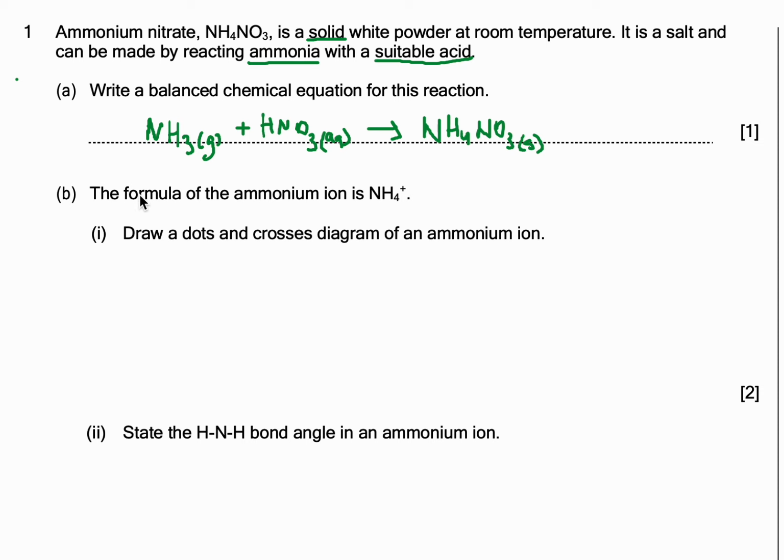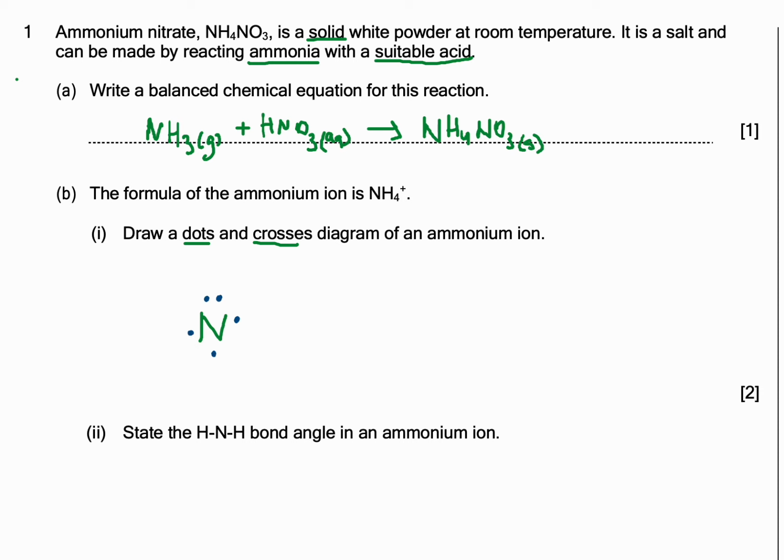Next question, question B. The formula of the ammonium ion is NH4+. Draw a dot and cross diagram of the ammonium ion. You must use dots and crosses. In order to do the dot and cross diagram, we put nitrogen in the center. Remember, nitrogen has 5 electrons in its outermost shell. So here 1 pair, and 3 unpaired.